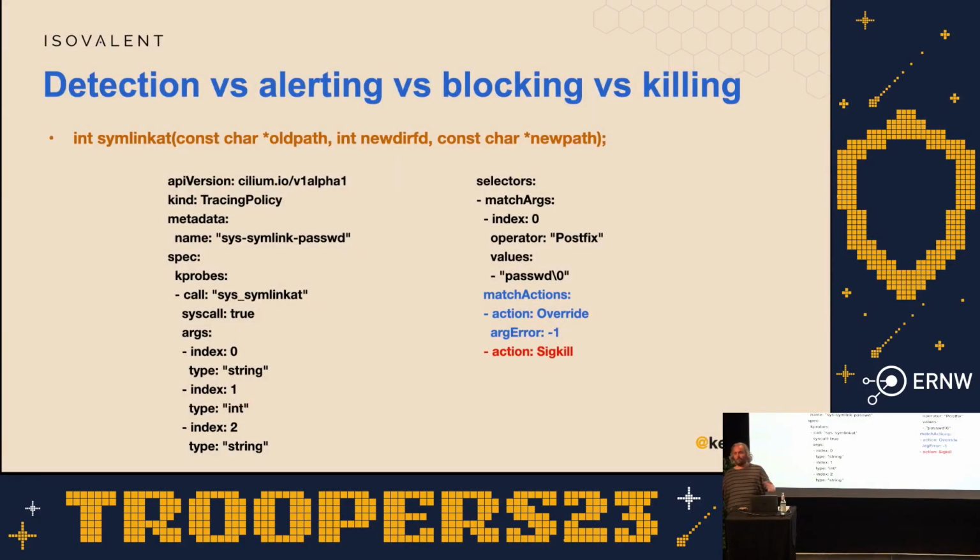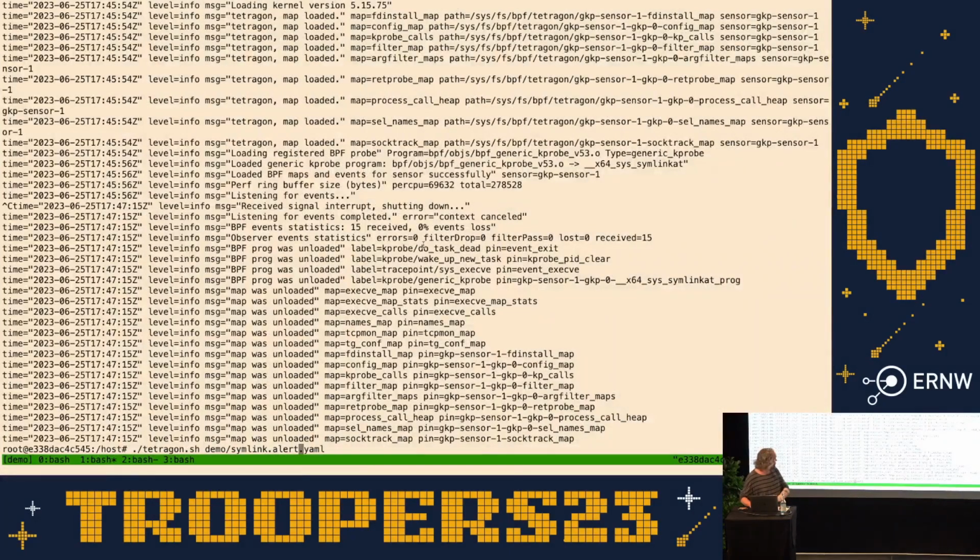So, blocking and killing. Same YAML. If we use the blue bit, instead of having the alert, which we could have as well, we have an override. So we're going to say we'll override the function that's being called, and we're going to tell it what return value to give it instead. So it says don't let it run the function, just return the error code -1. And if we do exactly the same things, but we add the action kill on the end, then not only will we block it, but we'll also kill it. So let's have a quick look.